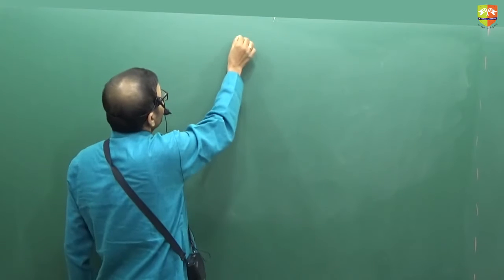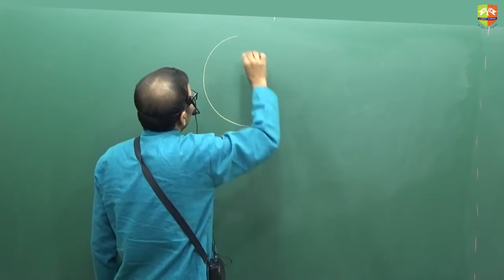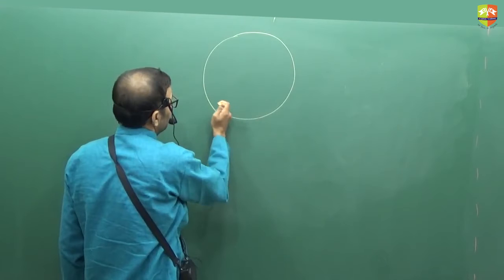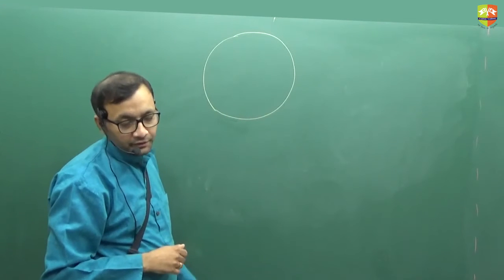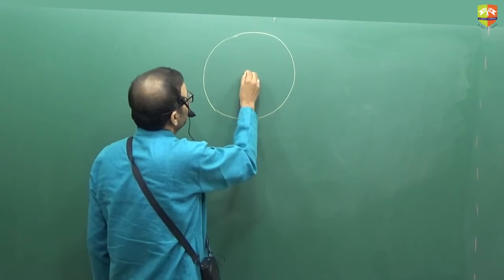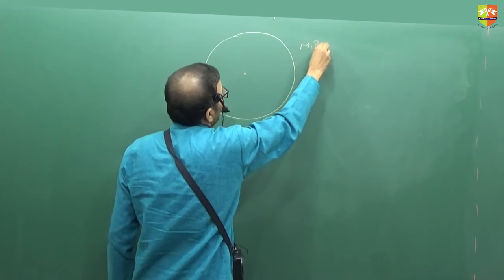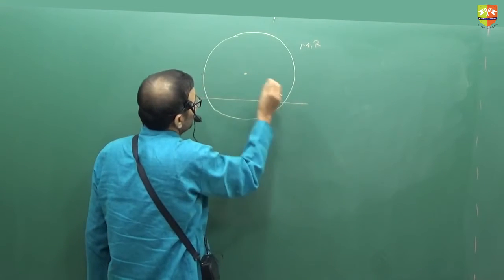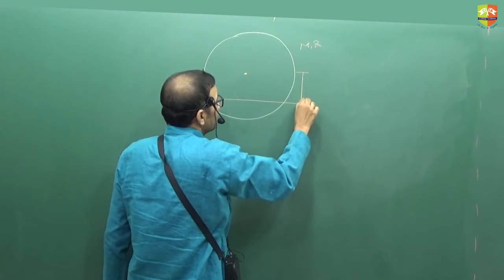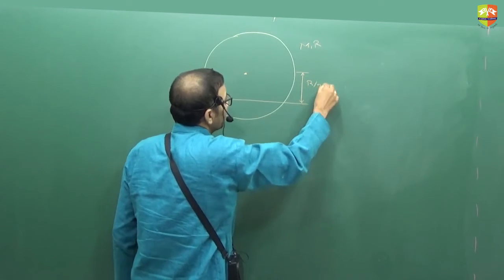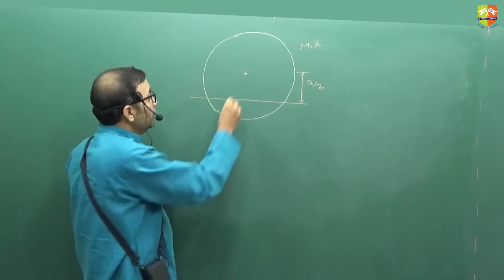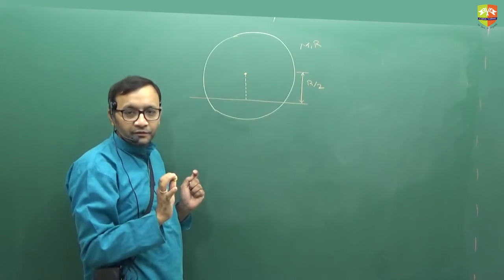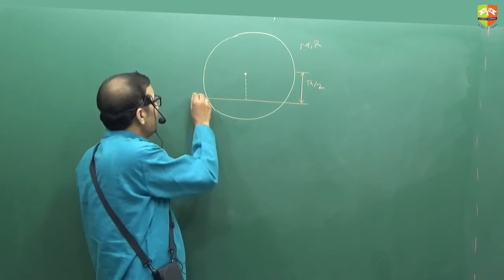Guys, focus here. This one. It's a disc of mass m and radius r, and this is a horizontal line which is at a distance of r by 2 below the center. Got it? If you drop a perpendicular from here on this chord, this distance is r by 2. This entire disc can rotate about this horizontal line.